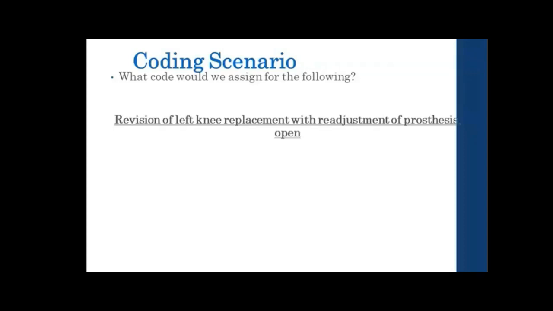Okay, if we look at the root operation definition for revision, it is correcting to the extent possible a portion of a malfunctioning device or the position of a displaced device. So that's what we're doing, right? We're readjusting ours so it's not in the correct location. So we're going to look up revision.